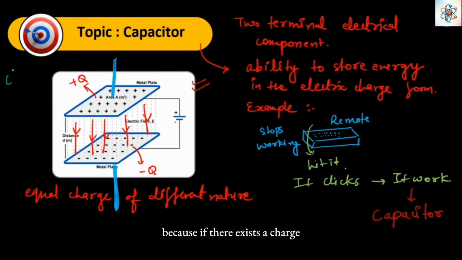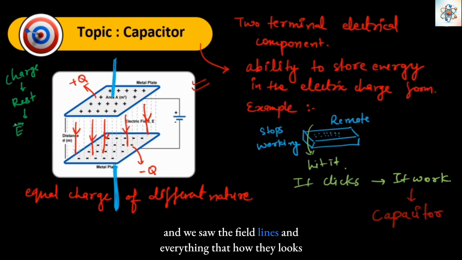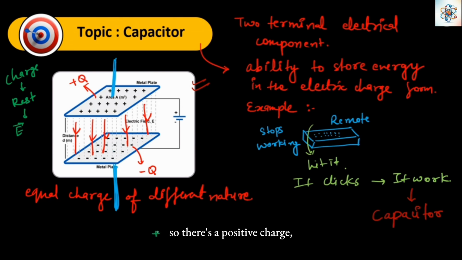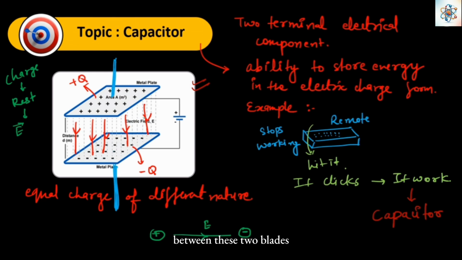Because if there exists a charge, and that too at rest, it will generate an electric field. And we saw the field lines and how they look. So if there is a positive charge and a negative charge, there exists an electric field. This is what exists between these two plates. Whatever strength of charge is present on this plate, that magnitude of electric field will exist between these two plates.